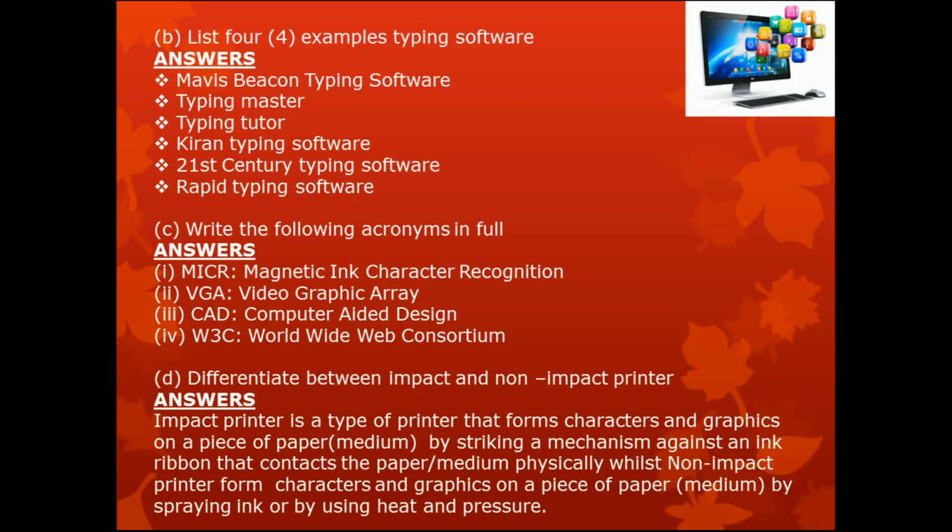Let me read again. An impact printer is a type of printer that forms characters and graphics on a piece of paper, which is the medium, by striking a mechanism against an ink ribbon that contacts the paper or medium physically, whilst a non-impact printer forms characters and graphics on a piece of paper or medium by spraying ink or by using heat and pressure. So that's the difference between impact printers and non-impact printers.